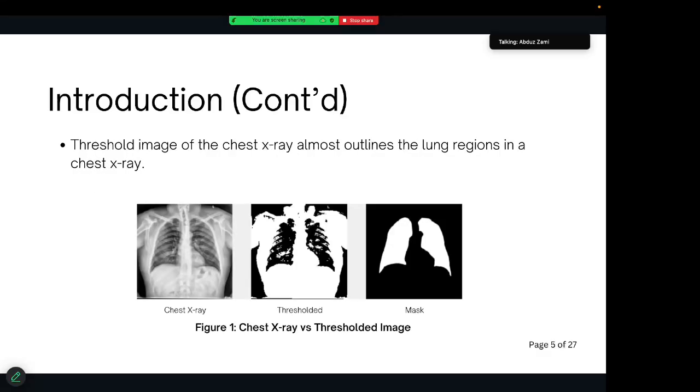We figured out that the thresholded image almost roughly outlines the lung region in a chest X-ray. You can see here in the figure that the black pixels of the thresholded image roughly outline the boundaries of the lung. You can compare it with the mask provided at the right side. There is pretty good similarity between them. So we got an idea to utilize this thresholded image as well as the original chest X-ray for a better segmentation result.